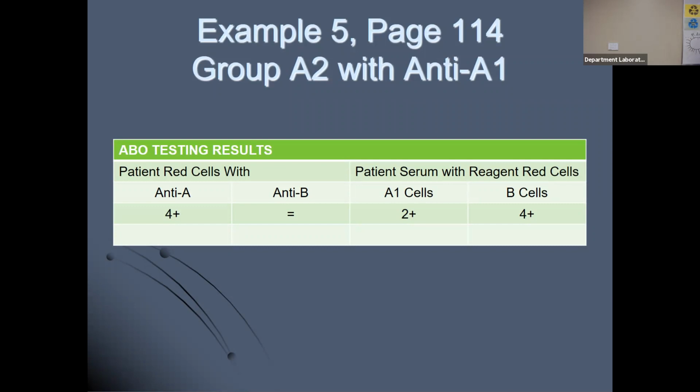You could also see this. What if your patient was AB? Meaning that you had a 4+ reaction here, 4+ reaction here, but this was negative. But you still had this patient. You still had this reaction. You can have A2B with anti-A1. Okay?